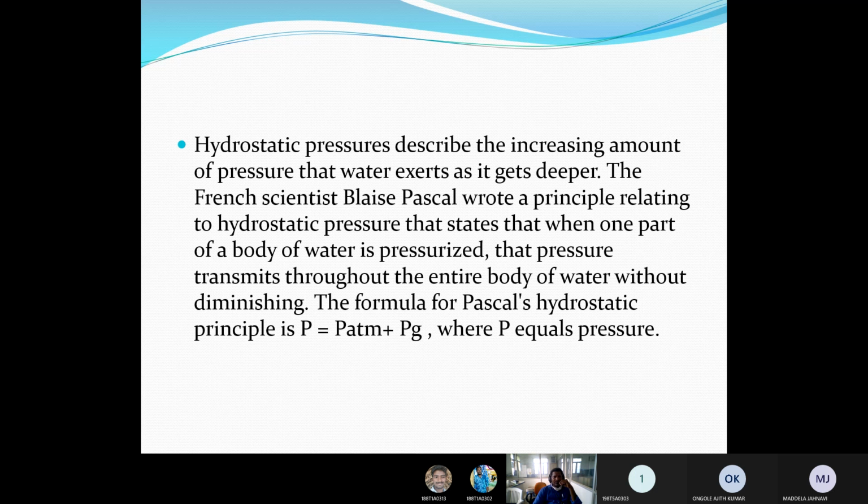Hydrostatic pressure describes the increasing amount of pressure that water exerts as it gets deeper. The French scientist Blaise Pascal wrote a principle relating to hydrostatic pressure that states that when one part of a body of water is pressurized, the pressure transmits through the entire body of water without diminishing. The formula for Pascal's hydrostatic principle is P equals P atmospheric, where ATM stands for atmospheric pressure, plus gauge pressure. Okay, Pascal's hydrostatic principle.